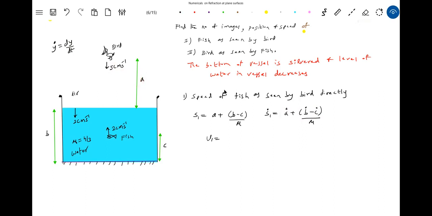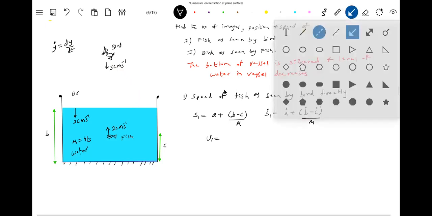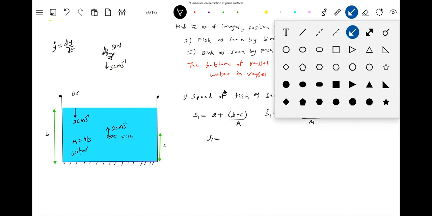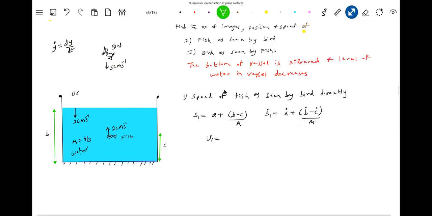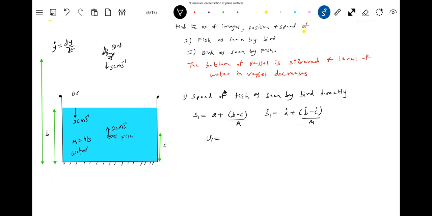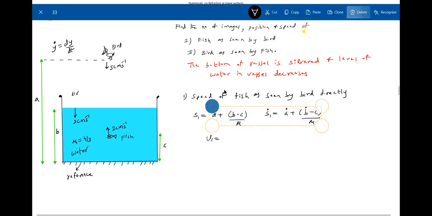I should take all the references. Sorry, some correction there. All the distances, so there's a reference for this. Definitely, this will also change. I'll bring it again.